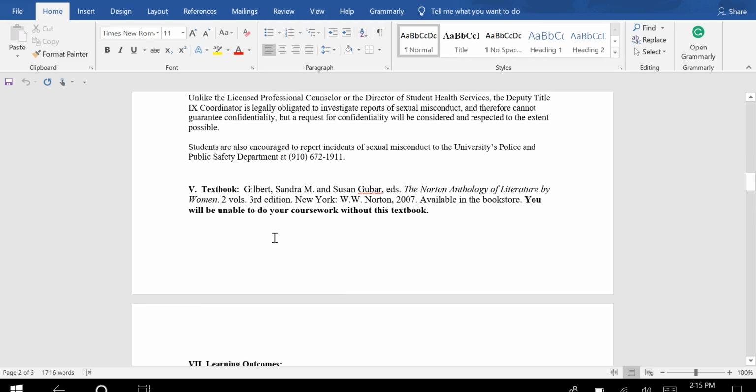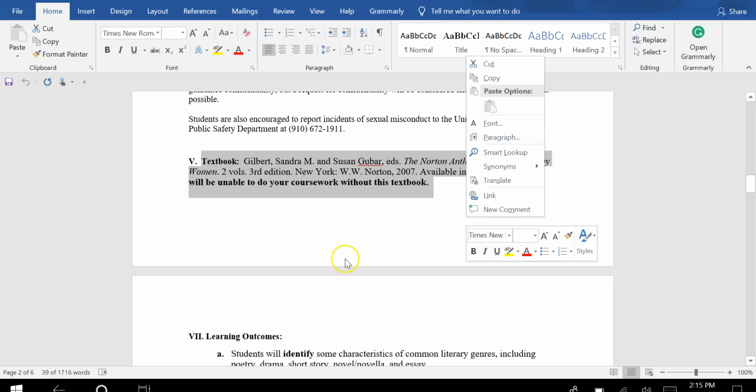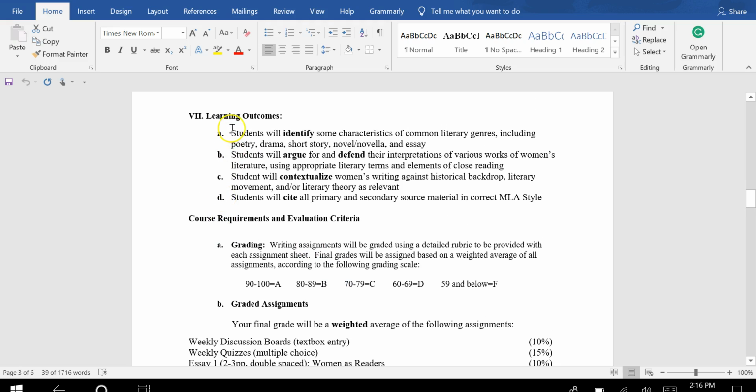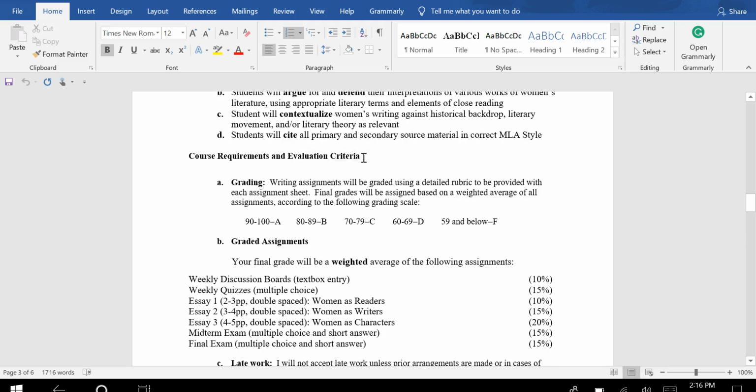And it is a full syllabus like you would receive in a face-to-face course. Your full textbook information here, Norton Anthology of Literature by Women. Okay, our student learning outcomes, so you can read through these and get a sense of what sort of skills we're going to be working on, which include some that kind of transcend our particular topic to think about literary terms and genres more generally.